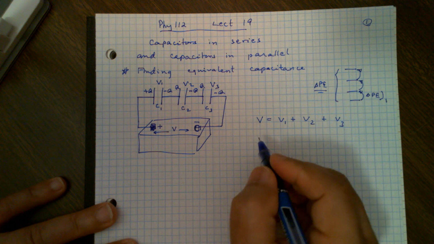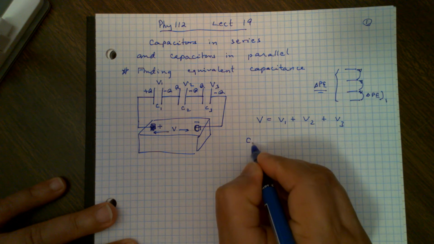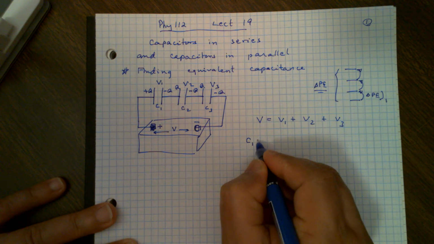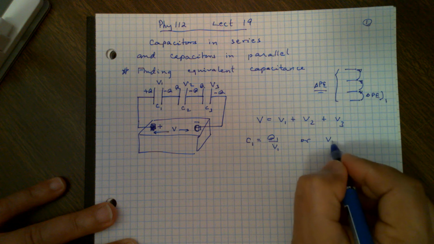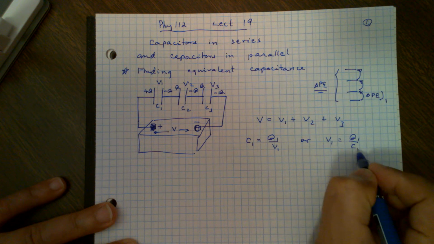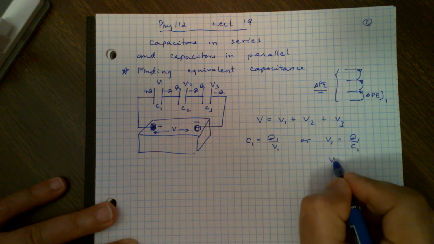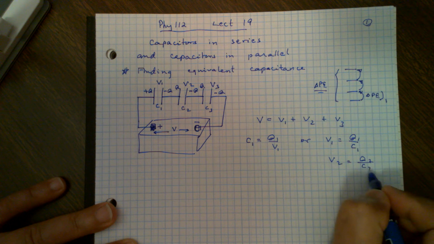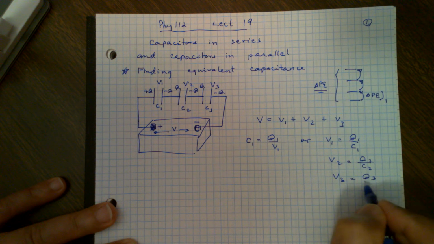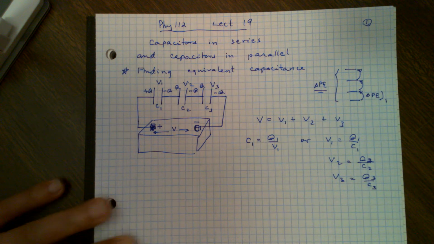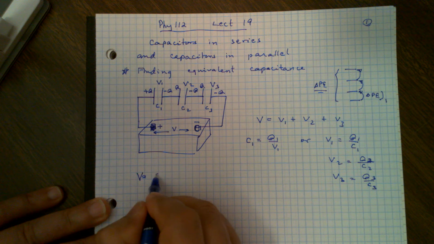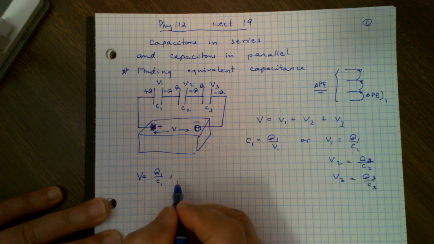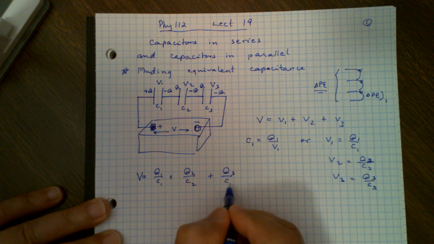Now, the basic formula for capacitance for each capacitor is C is equal to Q by V, right? C1 is equal to Q1 by V1, or you can write V1 is equal to Q1 by C1. And similarly, V2 is equal to Q2 by C2. V3 is equal to Q3 by C3. Right? So, if I substitute these in this equation, then what I get is V is equal to Q1 by C1 plus Q2 by C2 plus Q3 by C3.